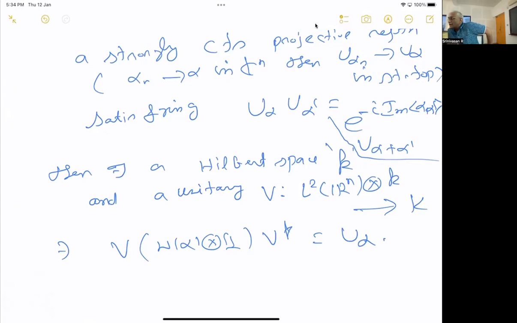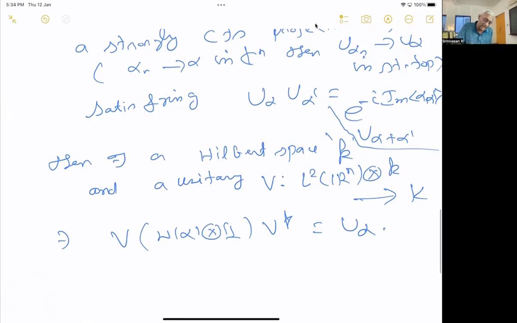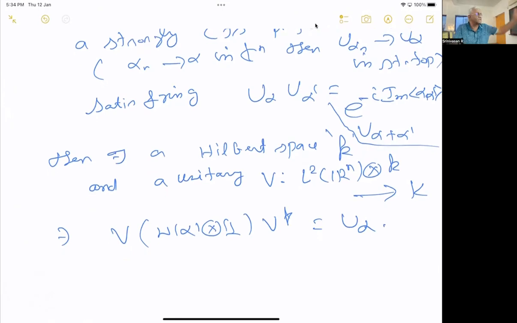So you can assume that such a unitary is unique up to unitary. Such a k, and this representation, all these things are unique up to unitary. If you have a different space, there will be a unitary between them. So this is unique up to unitary. We will prove this later.